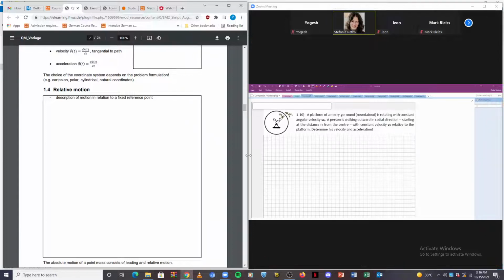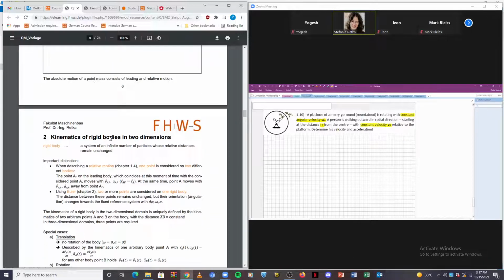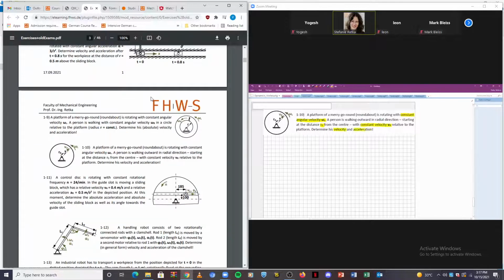We have a platform that rotates with constant angular velocity omega L, and a person walking outwards in radial direction. The person starts at the distance of r0, the initial position, and then walks with constant velocity vr. And again, we are supposed to find the absolute velocity and absolute acceleration.